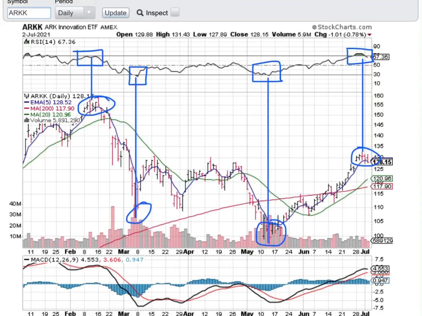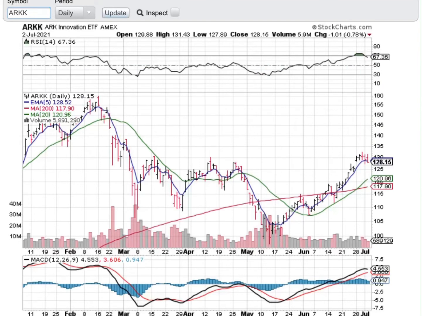Now, what can we anticipate from ARK in the future? I don't know where it's going. I don't have a crystal ball. I don't know if it's going up or if it's going down, but I know it's at a resistance level and I know the RSI is at 67, which is pretty close to 70. So with the information that I've gathered from all the indicators, I can say that price is going to be moving sideways probably for a little bit longer until the 20-day moving average comes closer to where price is at.